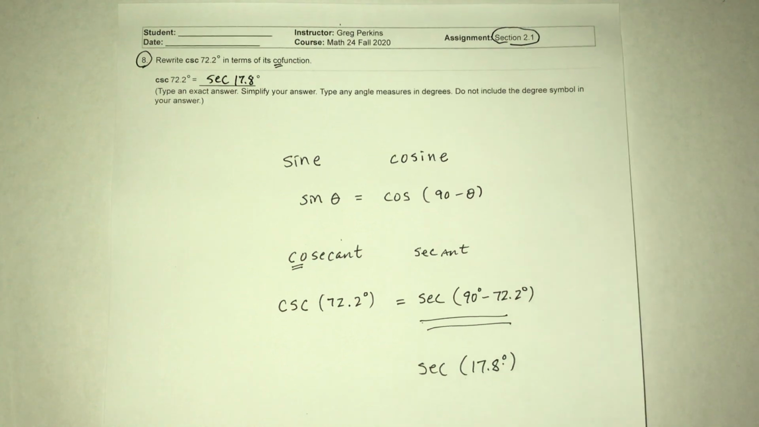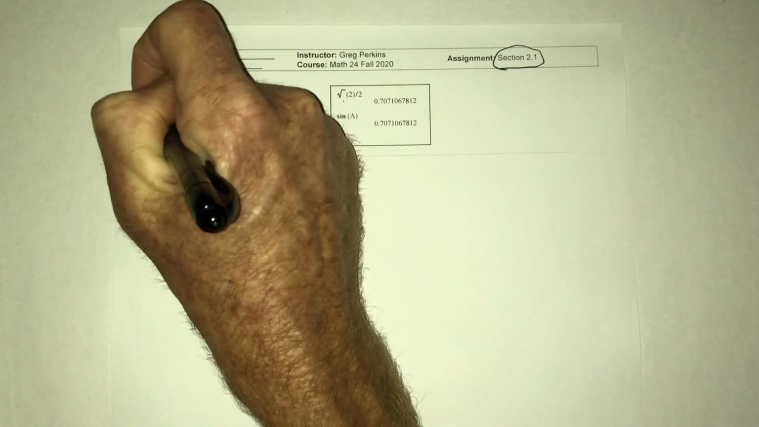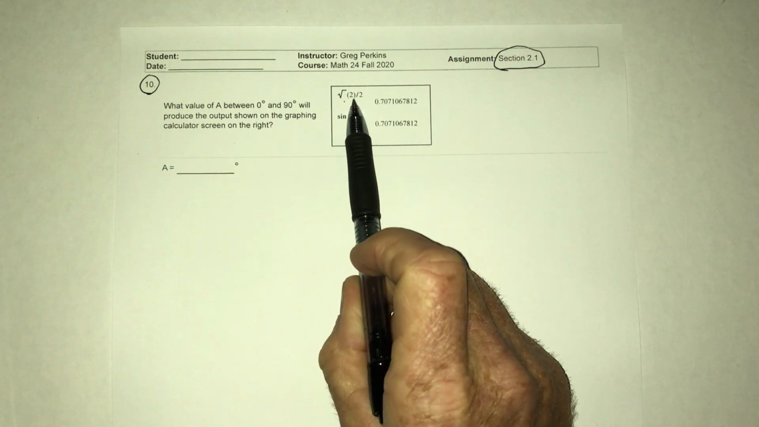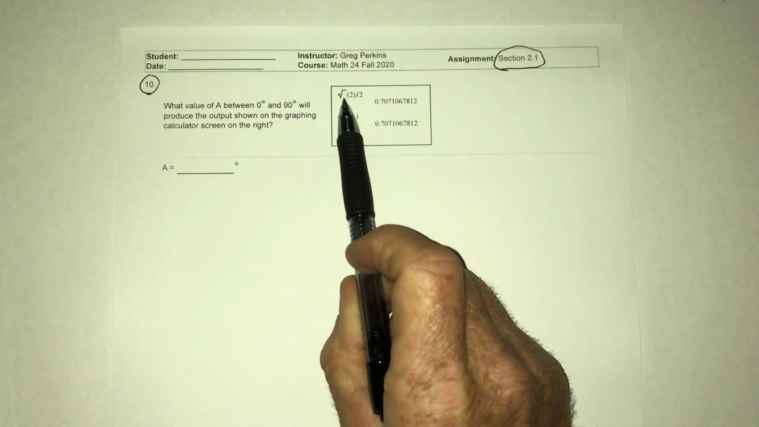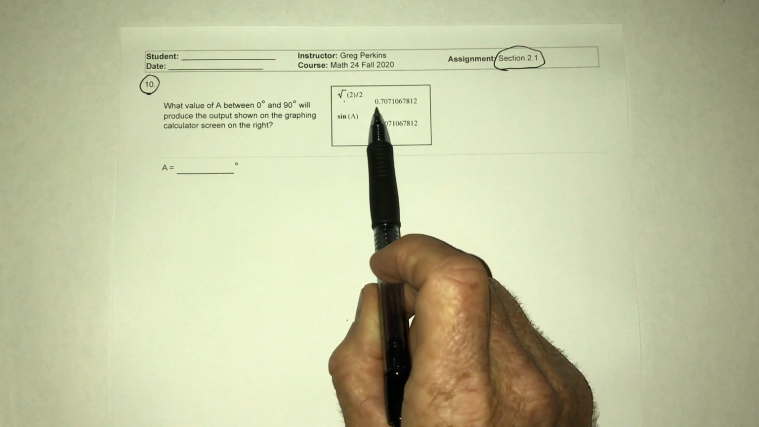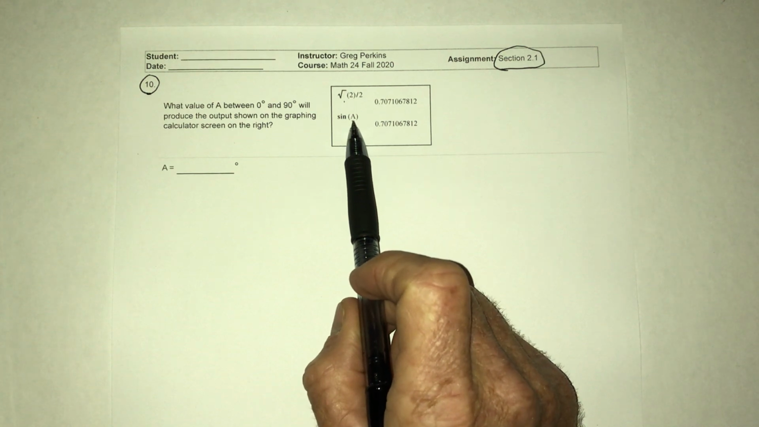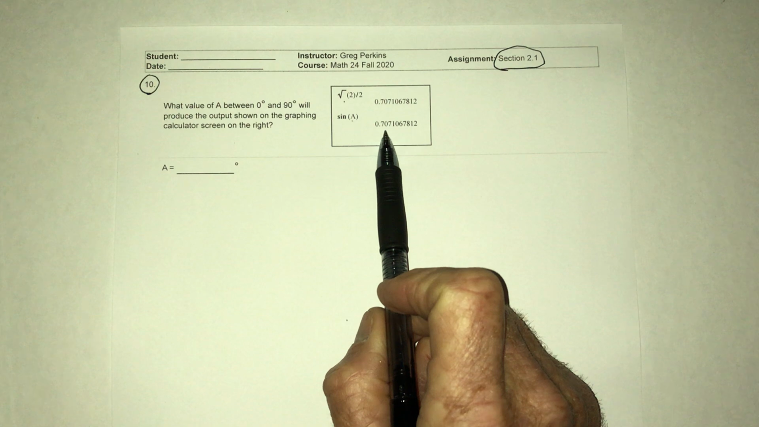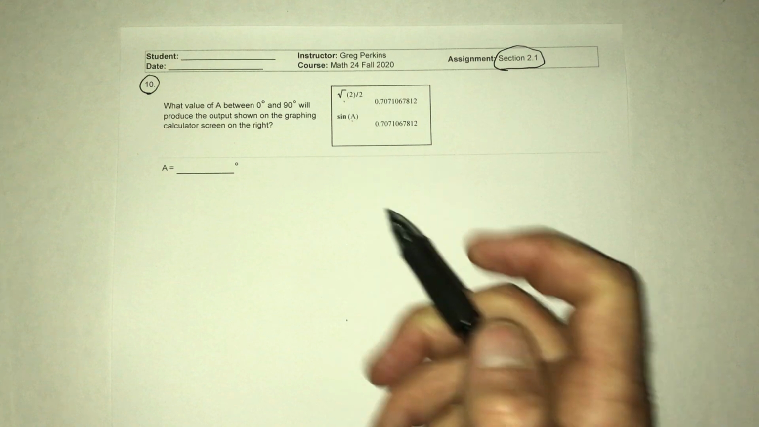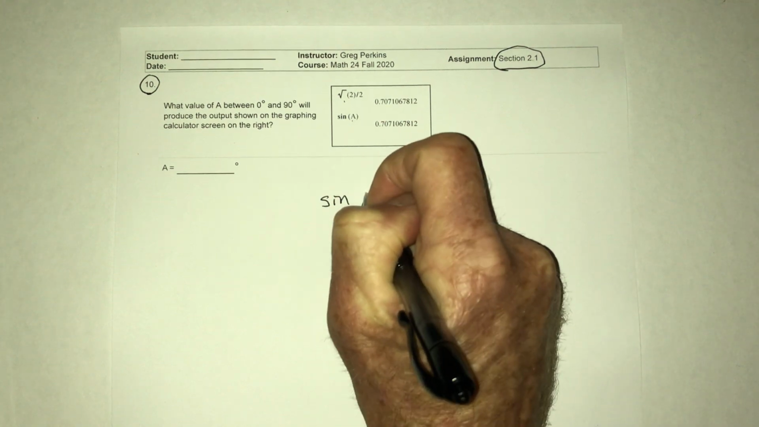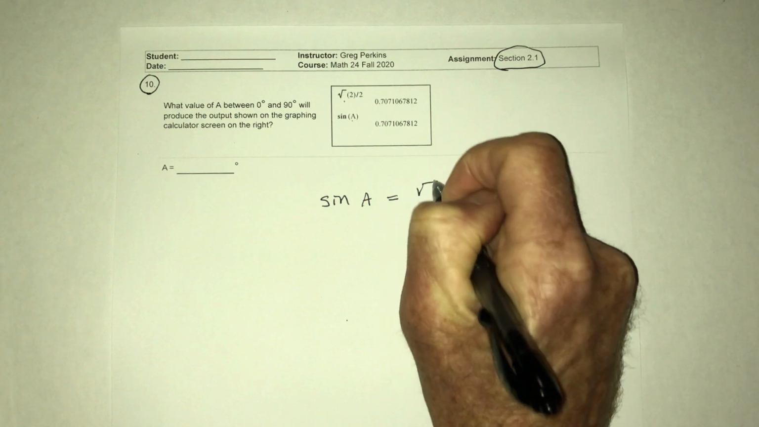Okay, on to another one in section 2.1. So this is section 2.1, number 10. They're saying they did square root of 2 over 2. So the square root of 2 and then divided by the number 2, and it gives you this decimal. They're saying they also did sine of a, and they're asking what number did we plug in right here so that we got 0.707, which is equal to square root of 2 over 2. In other words, we have sine of a, and it happens to equal square root of 2 over 2.